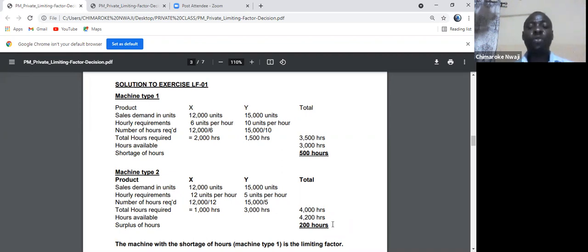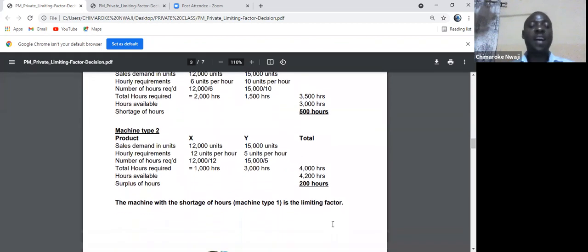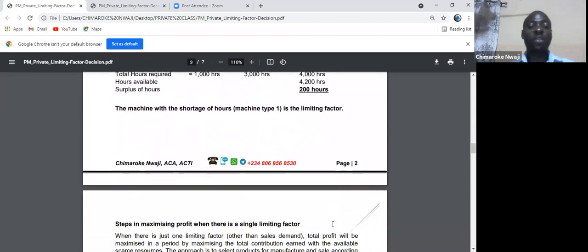So it means that we have no problem with machine type 2. With machine type 2, we can meet all our customers' demand. But with machine type 1, we are short of 500. It means the scarce resource, the limiting factor, is machine type 1. Whenever there is a shortage or a scarcity of resources, that is the limiting factor. Okay, so we've identified the limiting factor.